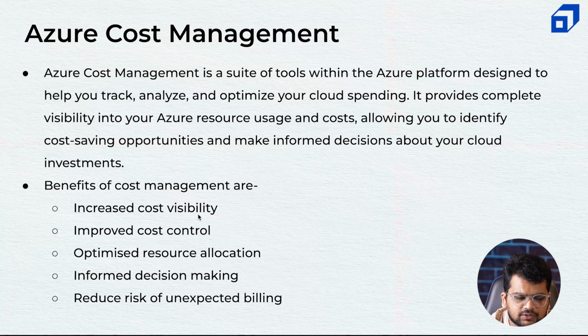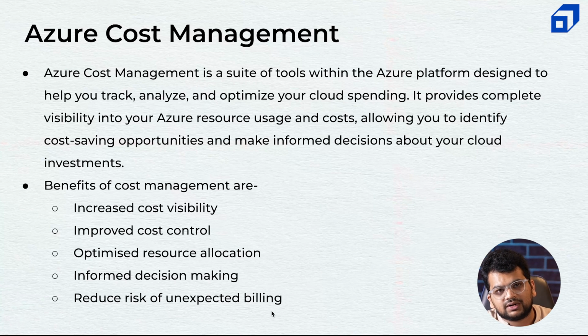Then we have improved cost control. When you get an idea of the cost, you are also aware that, okay, let me use this service for a certain task for a certain period of time only. Then comes optimized resource allocation. If you are having a crunch on the money side as of now, and you don't want to spend more on certain resources, then you can optimize your resource allocation accordingly. Informed decision making: you will get an idea that after 3 or 4 days, the amount might exceed what you want to spend, so you can take a decision according to that.